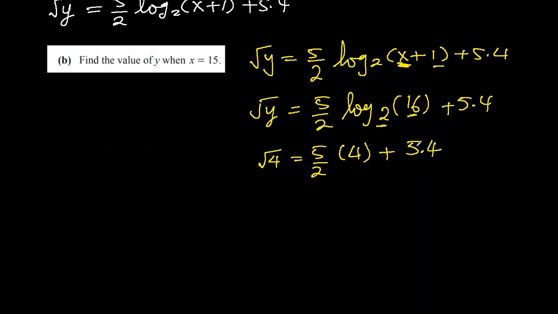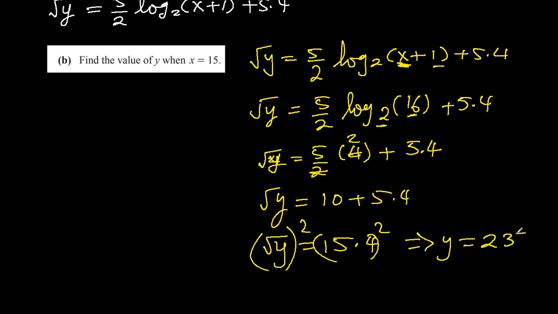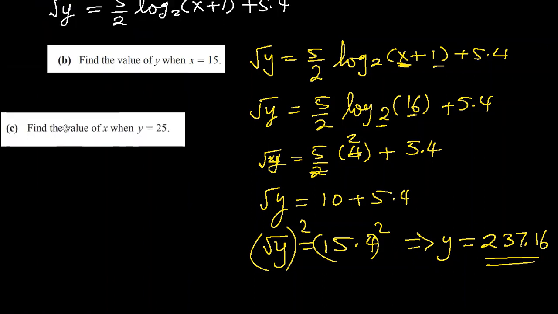If you are not sure how to do this, you can use a calculator simply. So 2 and 4 cancel, we get square root y equal to 10 plus 5.4, square root y equal to 15.4, and to find y we have to square both sides, which is y equal to 237.16. Let's see what is the next question.